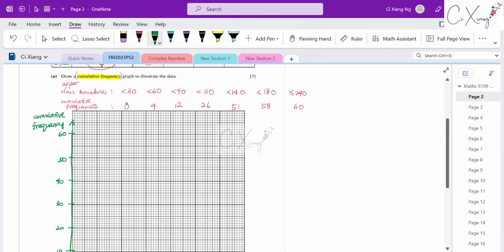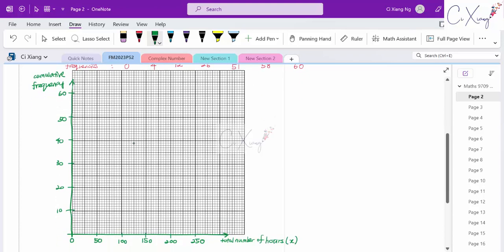For the first point, it is at 30 with cumulative frequency 0. We try to see where 30 is, and I think it is somewhere here. The second point will be 60 and 4. We measure roughly where 60 is and then plot the 4. We continue the process for every point we found just now. The next value will be 90 at 12, then 110 at 26.